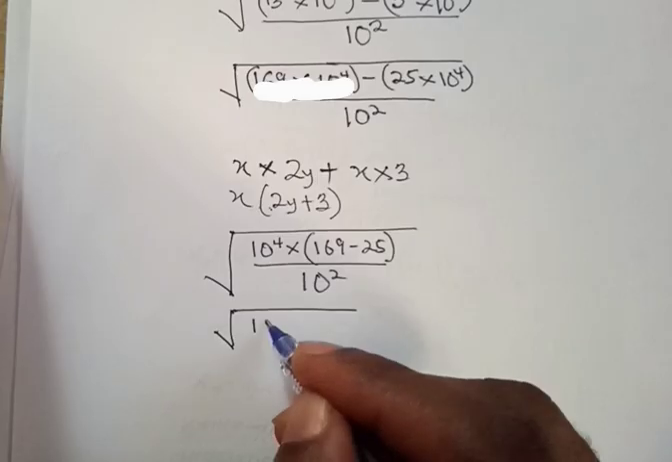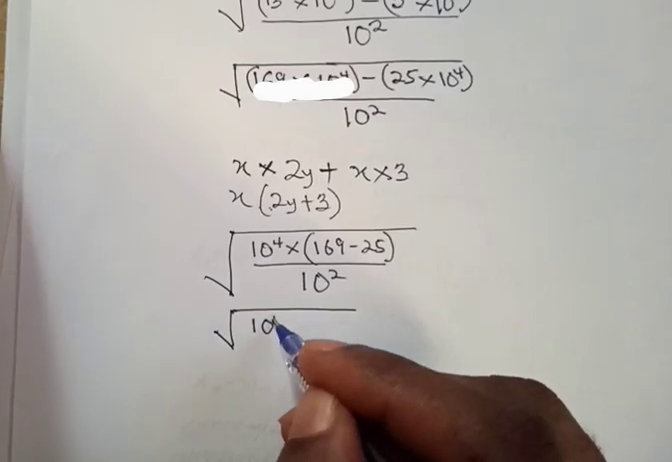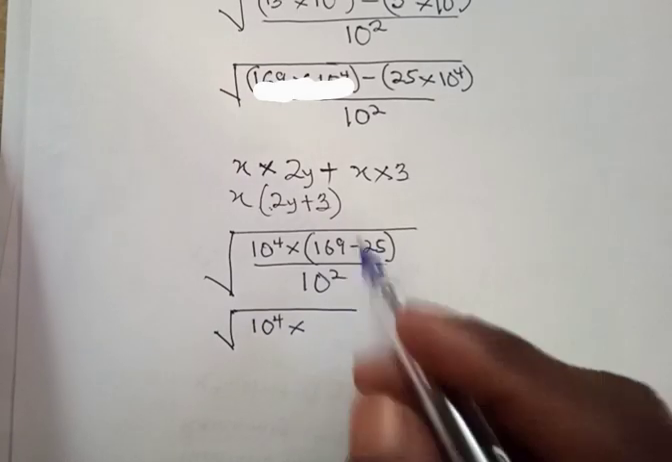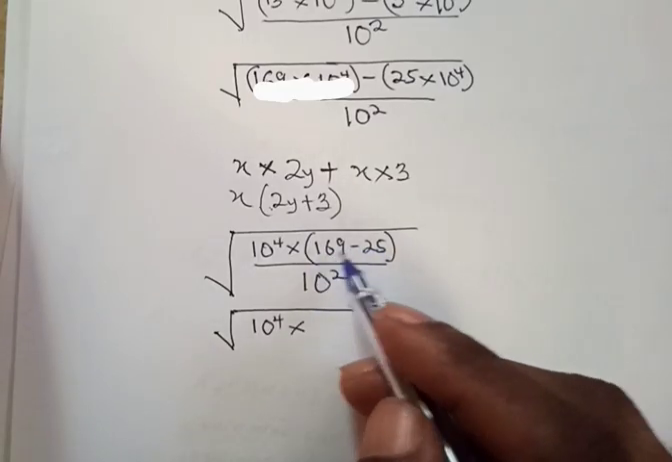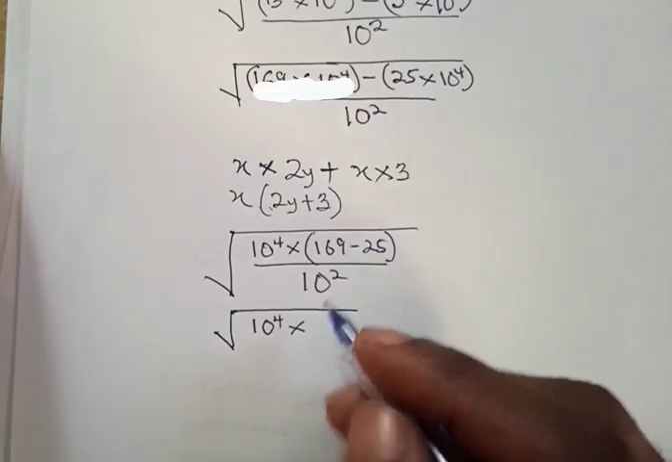So I still have my 10 exponent 4 times. Now what do we have here? So 169 minus 25 gives me what?